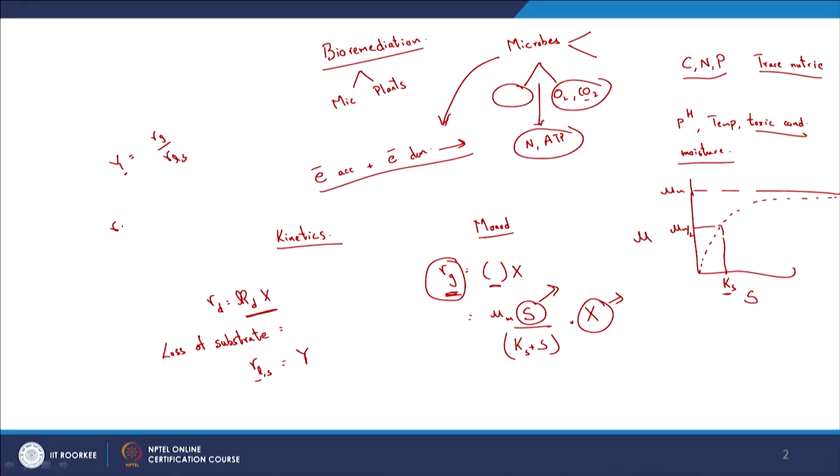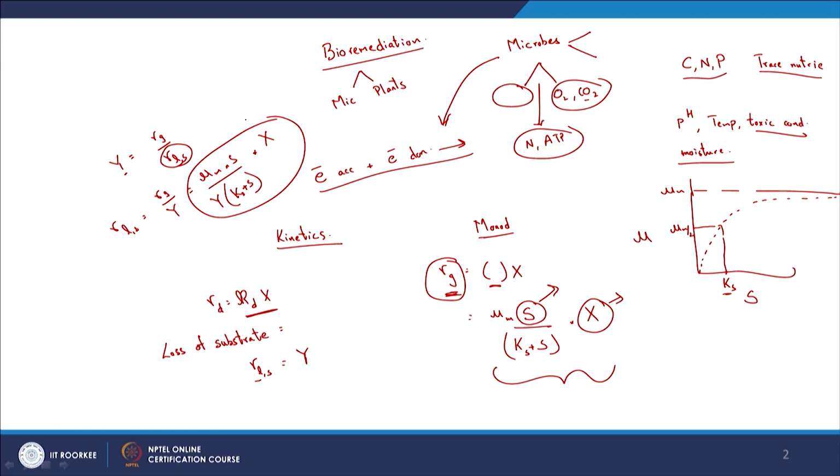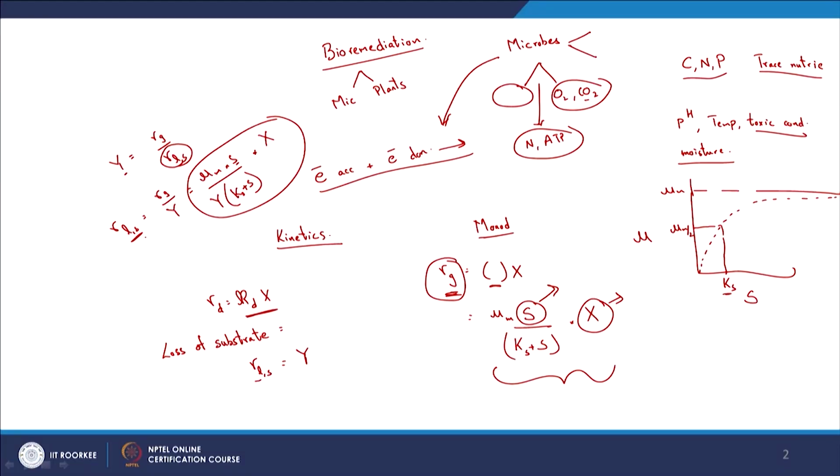So, I am trying to calculate the rate of loss of substrate, which is equal to the rate of growth divided by the coefficient. The rate of growth is given here: mu max into S by Y times Ks plus S, into X. This will give me an idea about how the relevant contaminant is being removed. This is the case when you have only one limiting substrate.